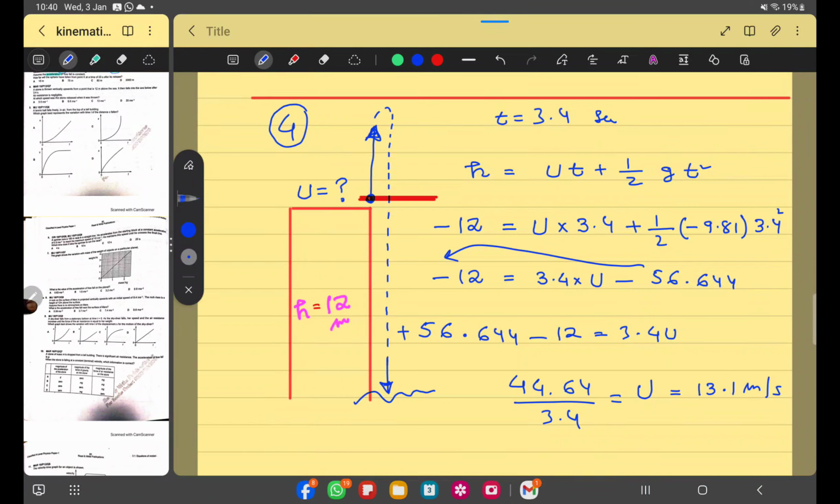And this question is difficult. That is why I was avoiding this question. And the new concept in this question is, if you are dealing with upward and downward motion simultaneously and the height is below the point of throw, then the height is considered negative.